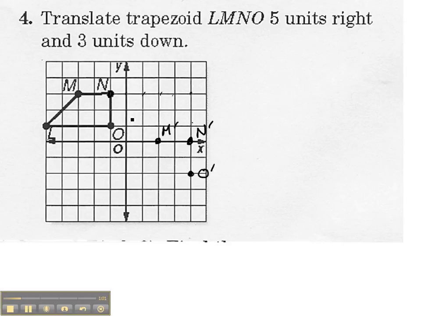And you can kind of check your work as you go. You'd expect vertex O to be 2 units below N, just as it is in the original figure. L, 5 units right, 1, 2, 3, 4, 5, and 1, 2, 3 down will be right here on the y-axis. L prime. So here is our translated trapezoid, LMNO.